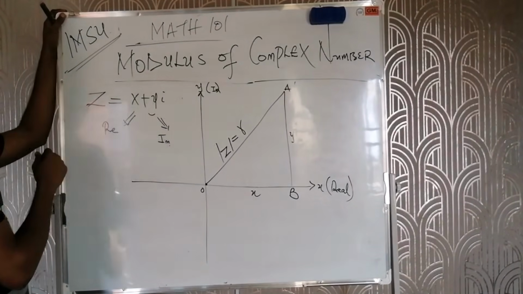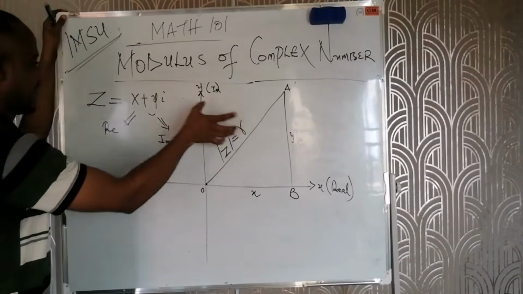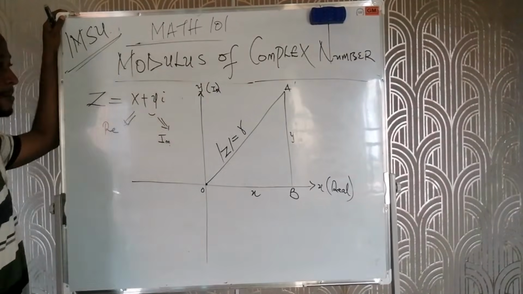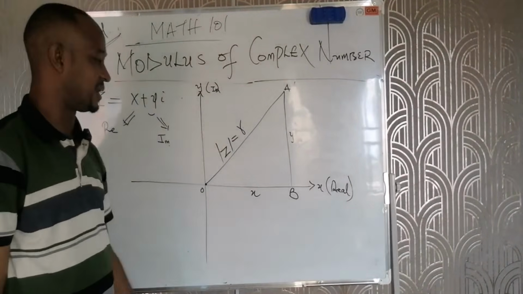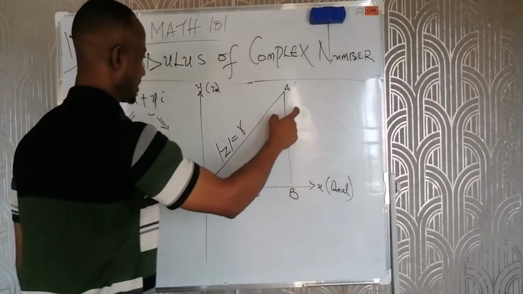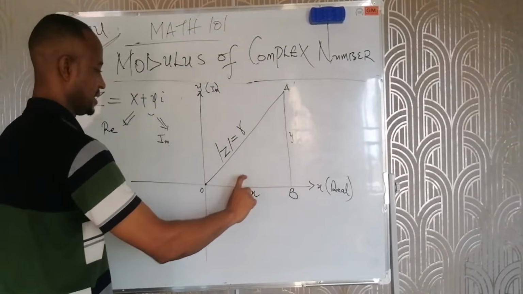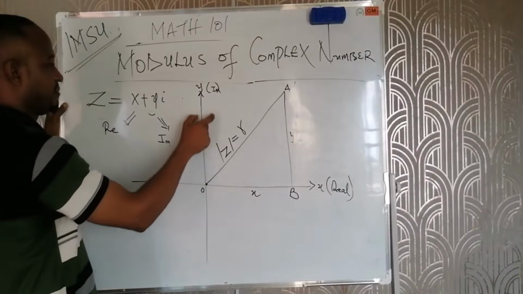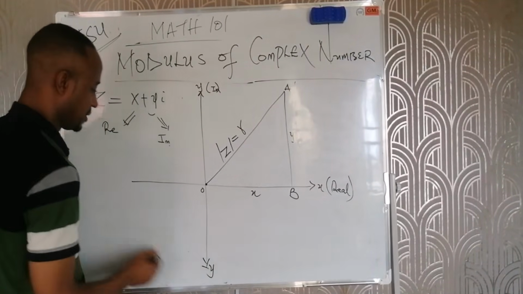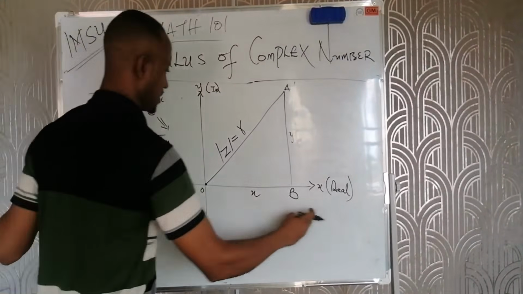X plus yi. Both x and y are positive, so we represent this complex number in the first quadrant of the Cartesian diagram, right? Don't forget the y-axis represents the imaginary part, and x represents the real part. So this is positive imaginary, negative imaginary, minus y. This is minus x, negative real, and this is positive real.